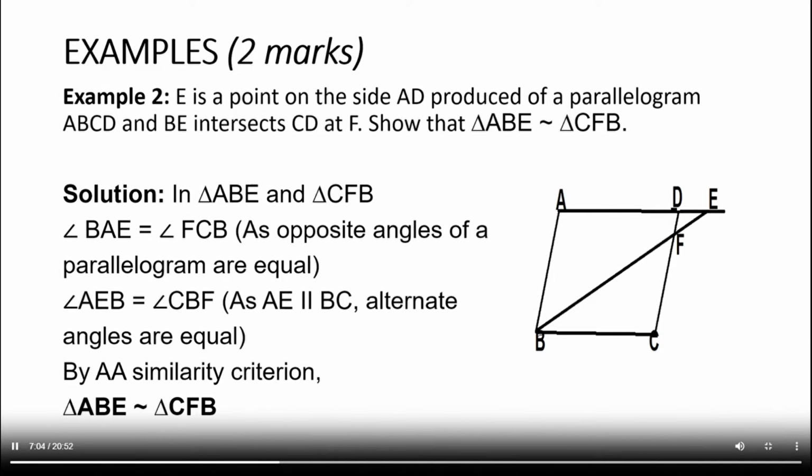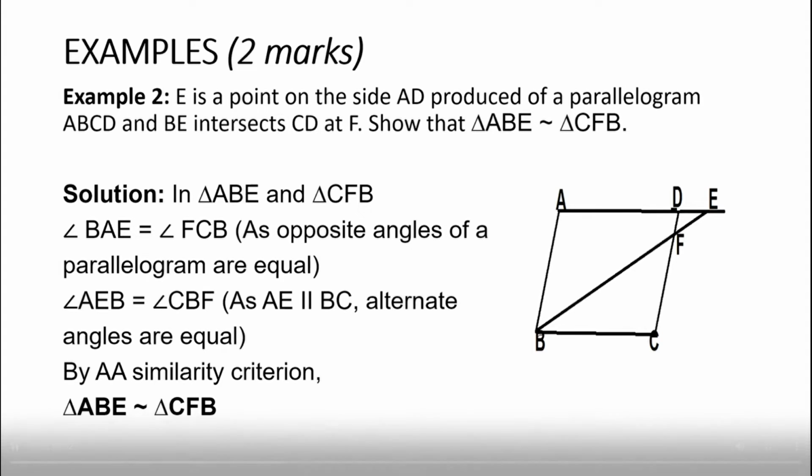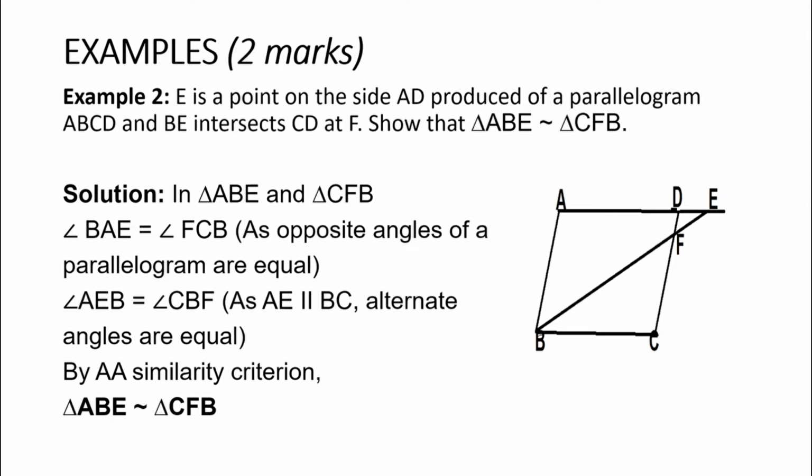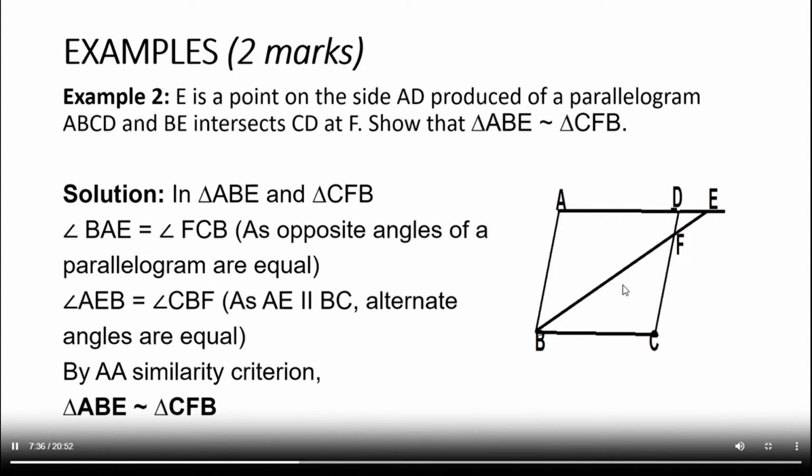Next example. E is a point on the side AD produced of a parallelogram ABCD and BE intersects CD at F. Show that triangle ABE and triangle CFB are similar. Now, first of all, if you see in the figure, in triangle ABE and CFB, please take care of the correspondence between the angles for proving similarity. Now we know that opposite angles of a parallelogram are equal. So angle BAE and angle FCB are opposite, so they will be equal.